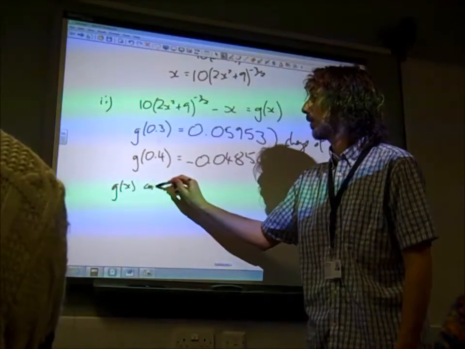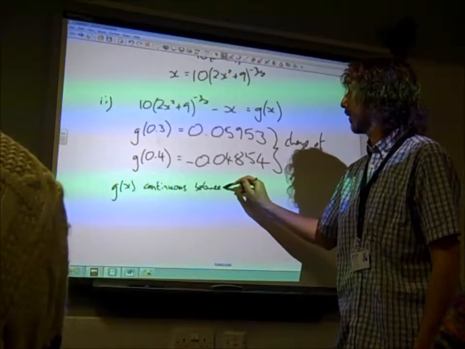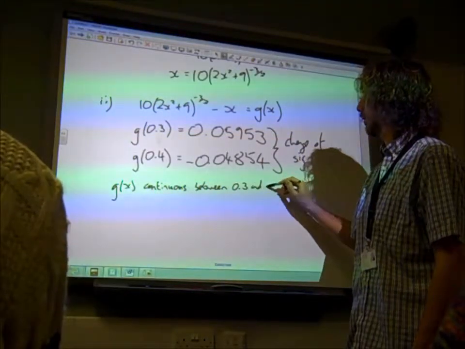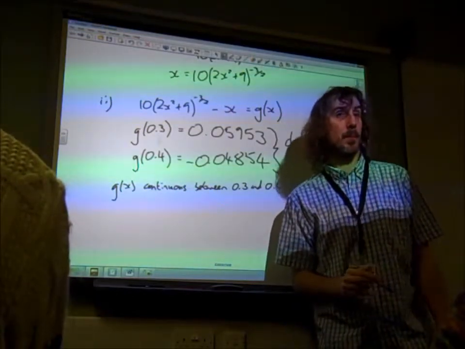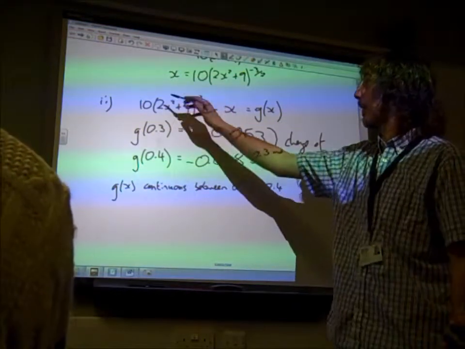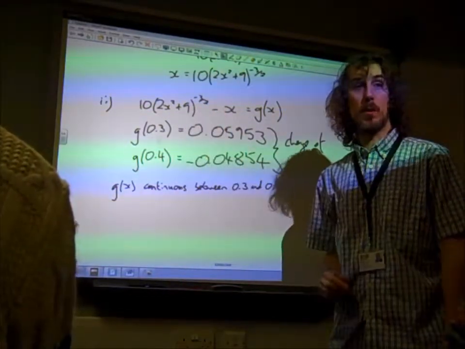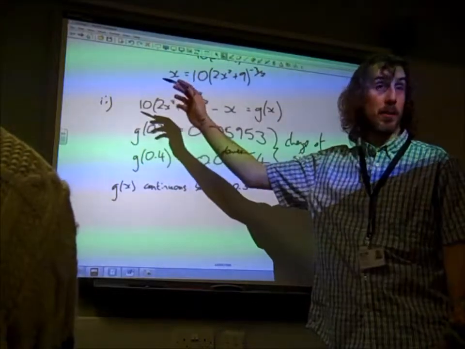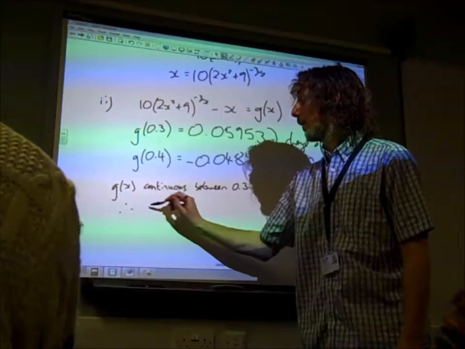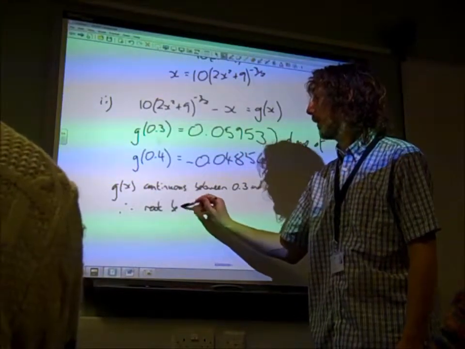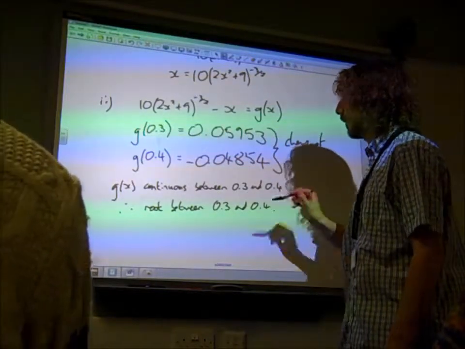Good. You might. I like 2 marks though. Yeah. You want this mark, put it in. It's continuous in that range because the only discontinuity, we're dividing by this bracket here as part of what we're doing. So that would be if that bracket were equal to 0, and of course that bracket can't be equal to 0, so we know it's continuous. Therefore, a root between 0.3 and 0.4. So there we go.